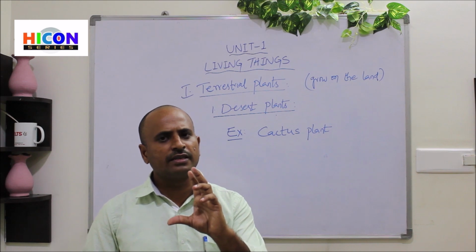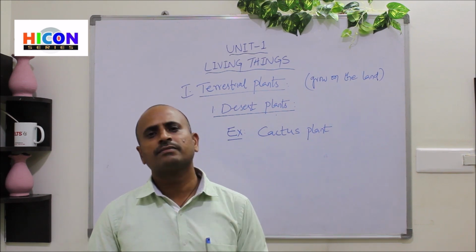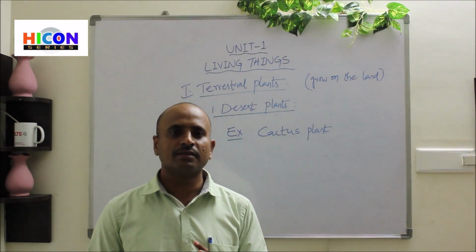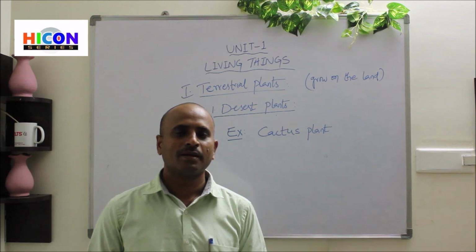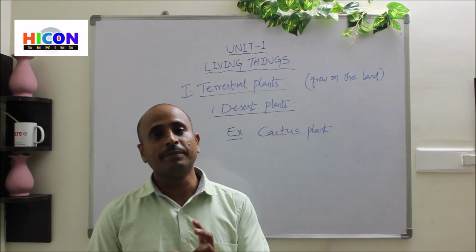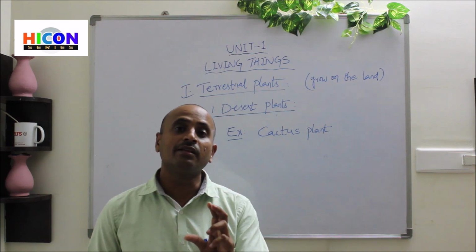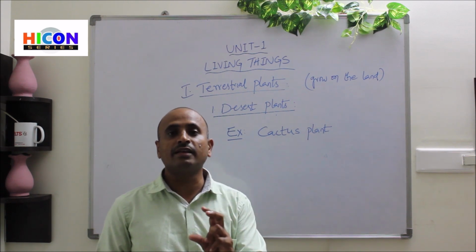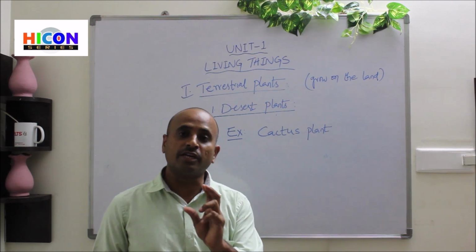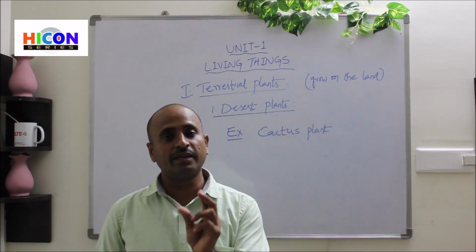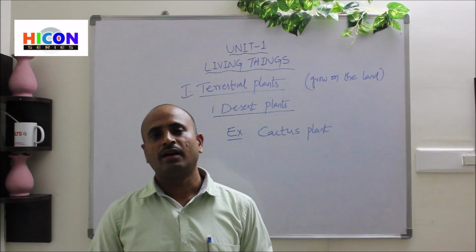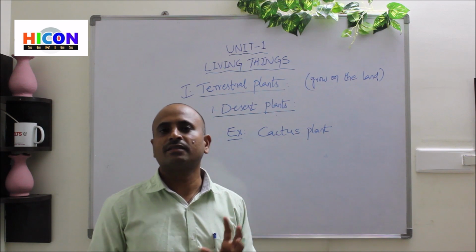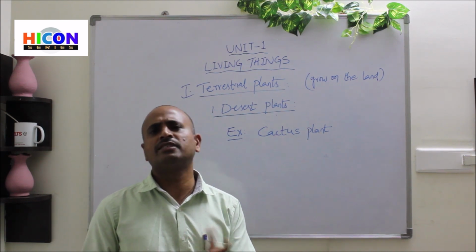In the figure you are observing that the cactus has very little stem, and the stem is green in color. The stem is very soft and thick, because these cactus plants store water in their stems. That's why their stem is thick and soft. And the stem does not contain any branches, or very few branches.